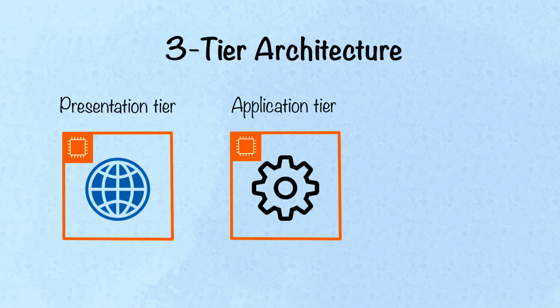Application tier. This layer handles the application's core functions and business logic. All the complex logic and user requests are processed by this layer. A Node.js server processing requests and managing data flow between the presentation and data tiers is a perfect example of this tier.